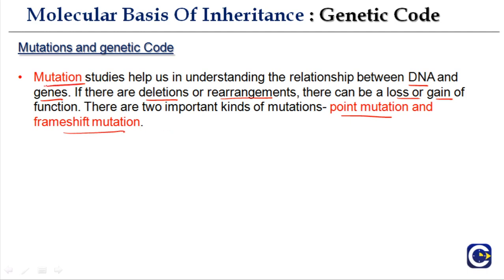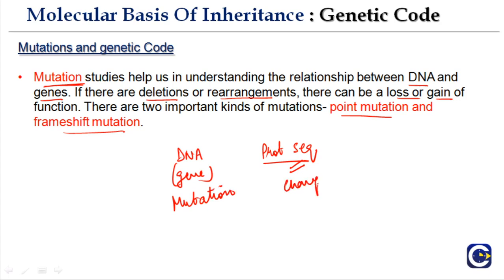Mutations are very important, because if there is a mutation in the DNA sequence, there will be a corresponding change in the protein sequence, because genes on DNA are expressed in the form of protein sequences. So if there is a mutation in the DNA sequence, there will also be changes in the corresponding protein sequence. The two important types of mutations are point mutation and frame shift mutation. Now we will look at each one of these.